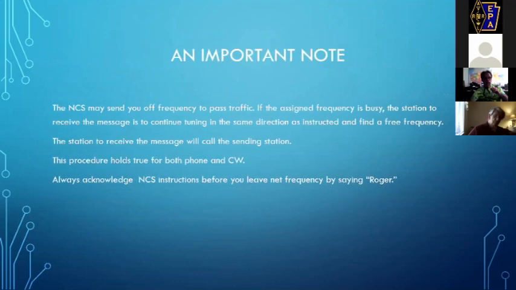Now, here's an important note. The net control may send you off frequency to pass traffic. If the assigned frequency that they send you to is busy, the station to receive the message is to continue tuning in the same direction as instructed to find a free frequency. For instance, our East PA net's on 3917. If I send a station to 3910 to pass traffic and 3910 is busy, well, that's down from 3917. So you just keep moving down until you find a free frequency.